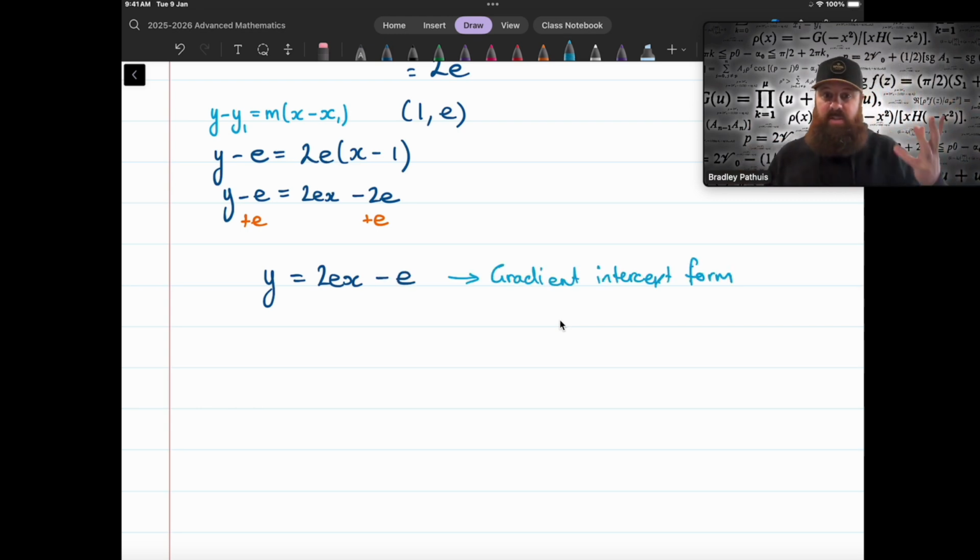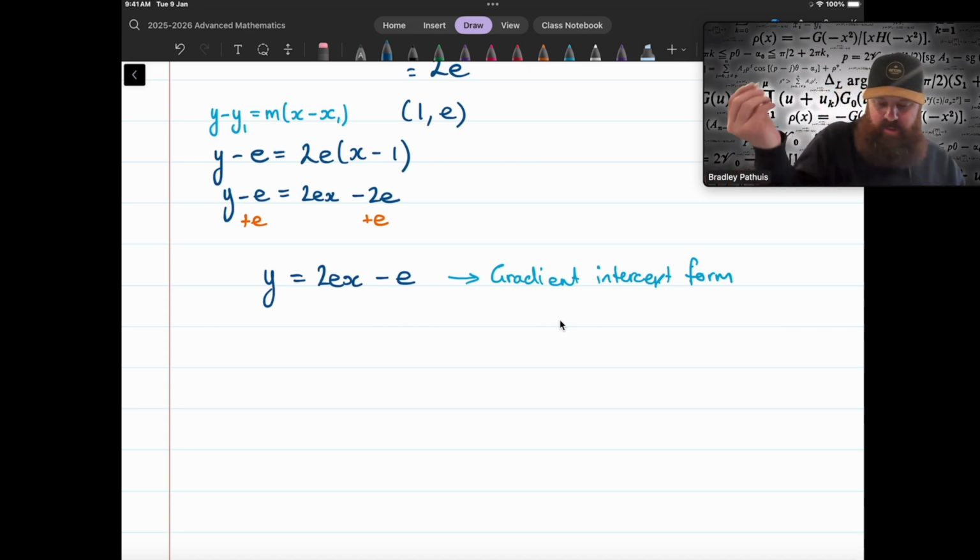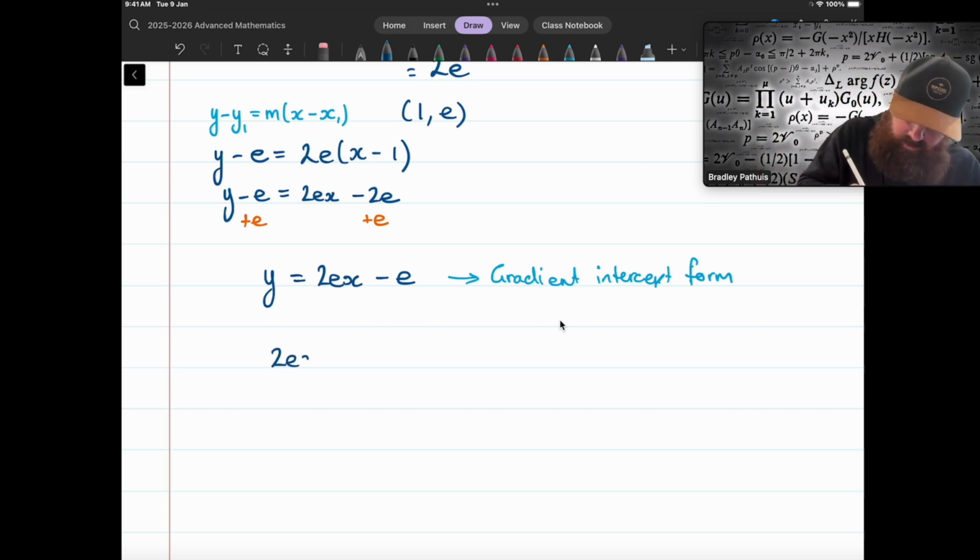Now, some textbooks and some questions may say give your answer in the general form. In general form, that means we want everything on one side of the equal sign. Our x value must be positive. So to get it into general form, all I need to do now is move the y across. So I can get 2e x minus y minus e equals 0. And that's the general form.